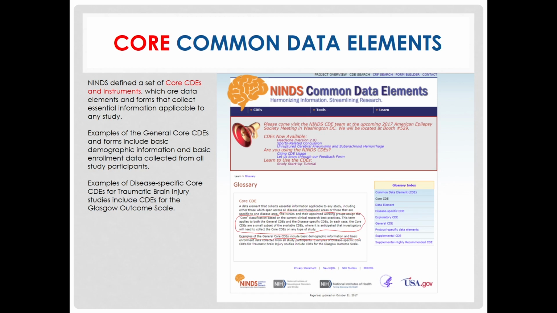NINDS defined a set of core CDEs and instruments, which are data elements and forms that collect essential information applicable to any study. Examples of the general core CDEs and forms include basic demographic information and basic enrollment data collected from all study participants. Examples of disease-specific core CDEs for traumatic brain injury studies include CDEs for the Glasgow Outcome Scale.